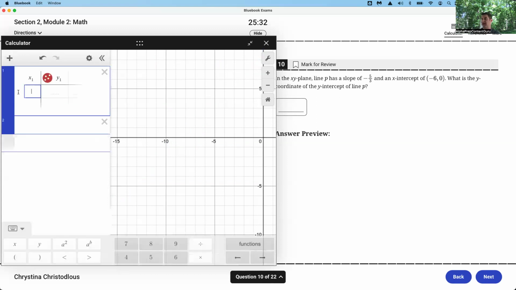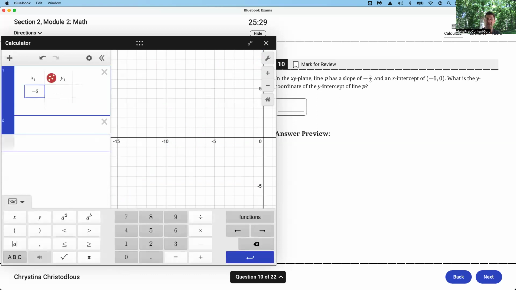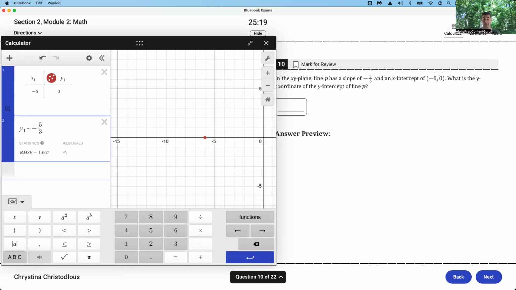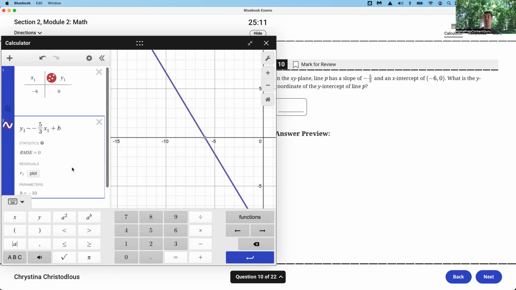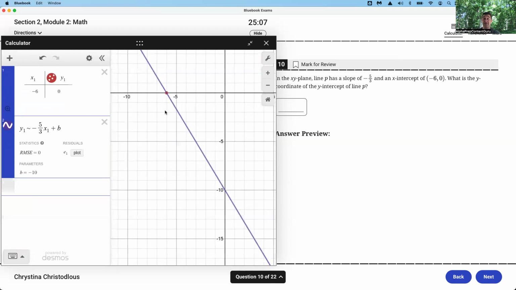Sounds strange, but I would do it. I'd say (-6, 0) is a point. Then I'd go ahead and I'd say y minus y subscript 1 equals, and for my slope, I would do -5/3 because I know my slope's -5/3, times x minus x subscript 1, plus b. I don't know what b is, but now I do. b is -10.